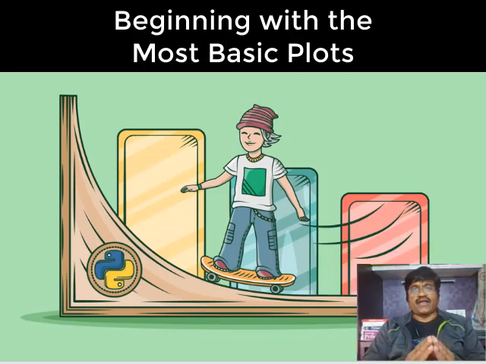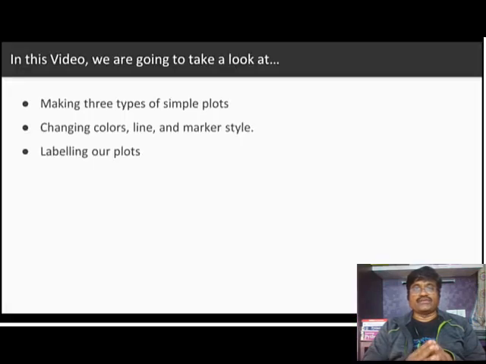So in this part, I'm going to begin by actually making a set of plots. Now let's look at how to make 3 simple types of plots, how to change the color, lines and marker styles in these plots, and how to label some of these features in our plots. Let's dive right in. To begin, we are going to import NumPy to deal with the arrays as well as MatPlotLib's plot module.